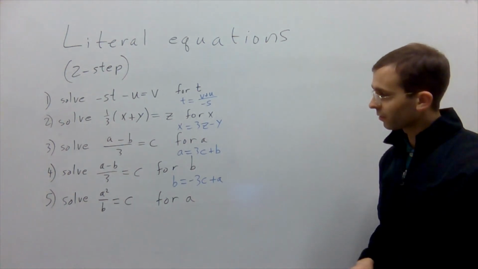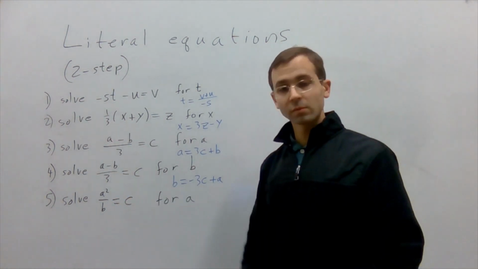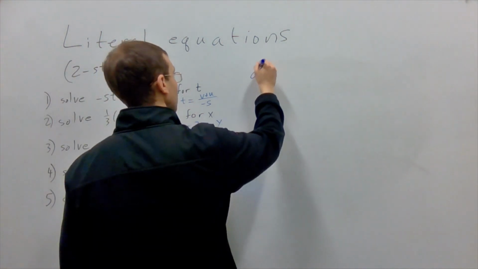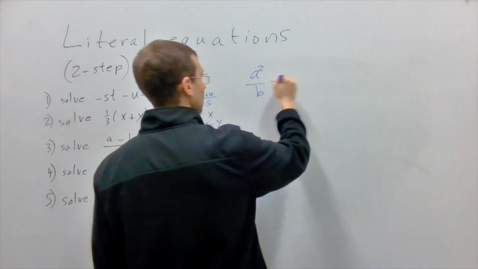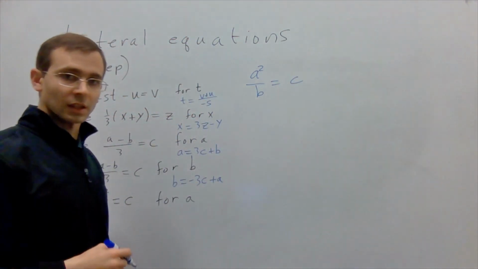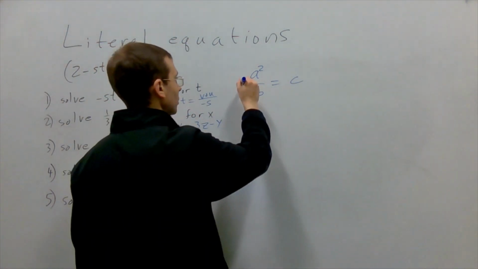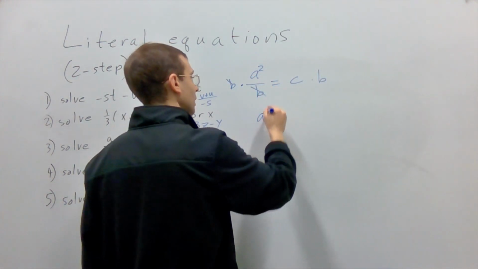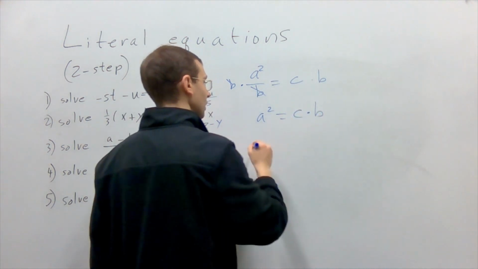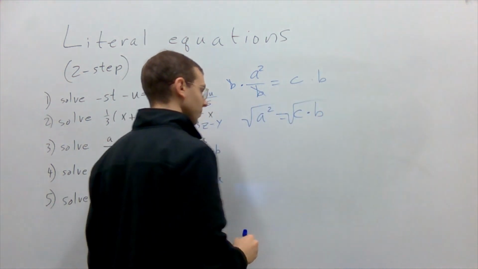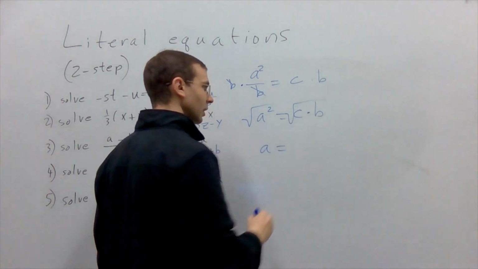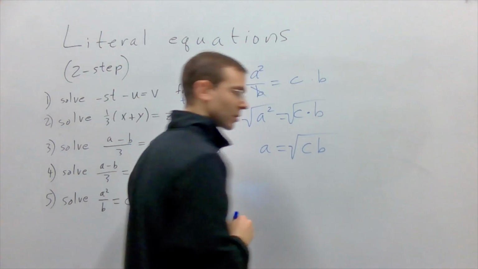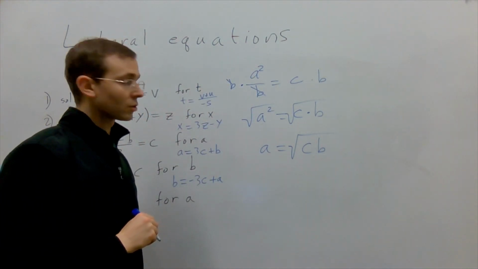And now for number 5, we have a squared value in there. We're going to solve for a in this equation. A squared over b equals c. Well, let's get that a squared by itself so we can take the square root. Multiply both sides by b. A squared equals c times b. Take the square root of both sides. I suppose, properly speaking, we should put plus or minus, but I'm not going to worry about that for the moment. And there's our answer. A equals square root of c b.